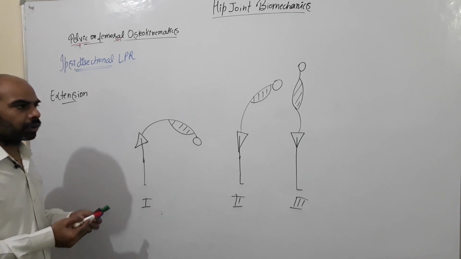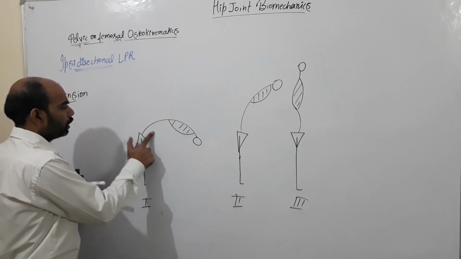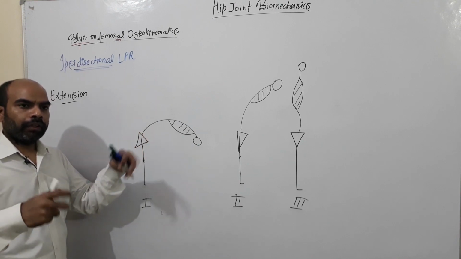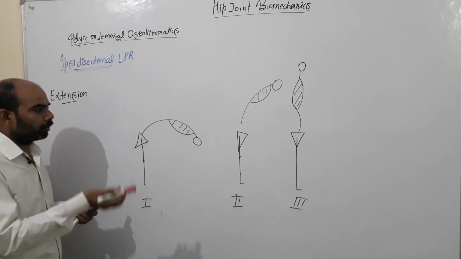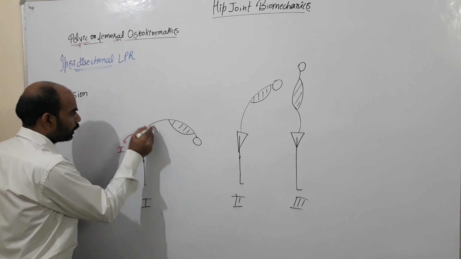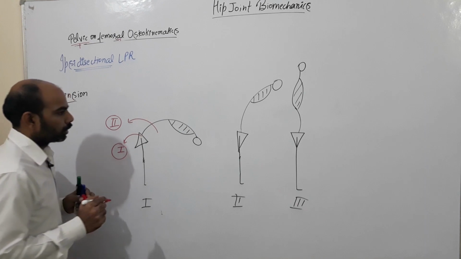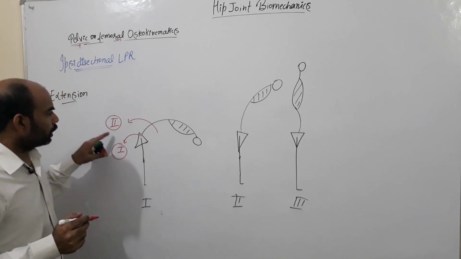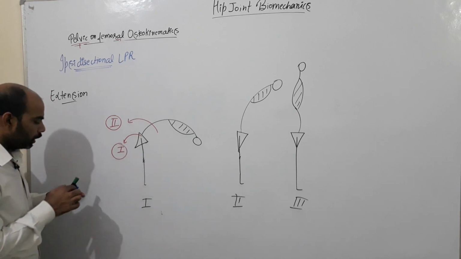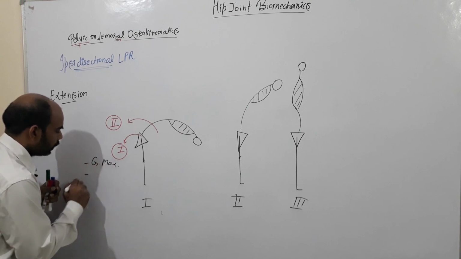Trunk extension. Trunk extension means coming back from the flexed position to the neutral position. During flexion, movement initiates from the lumbar spine and is followed by the pelvis. But during extension, the first movement is in the pelvis and then in the lumbar spine. In this, movement initiates from the pelvis, so it increases the activity of gluteus maximus, Gmax, and hamstring.